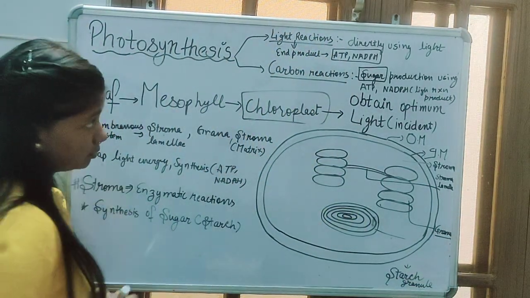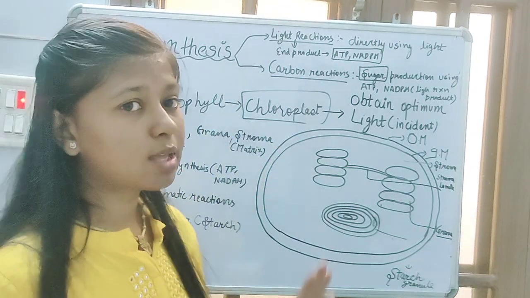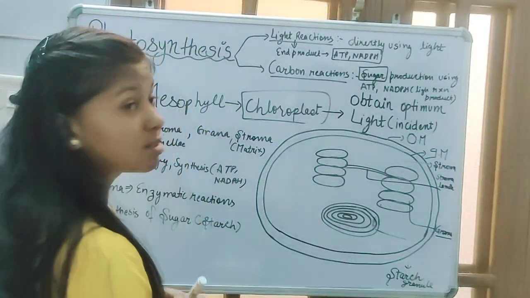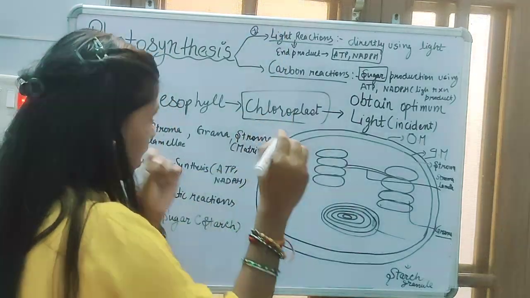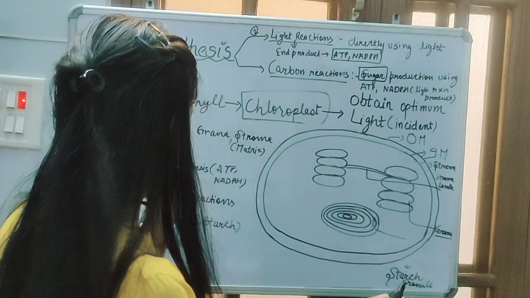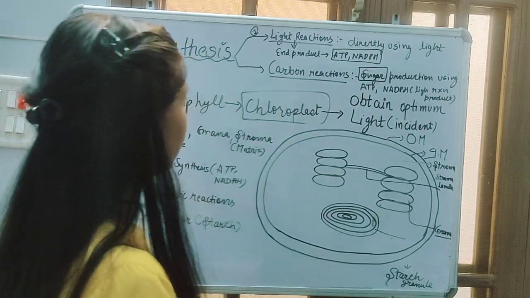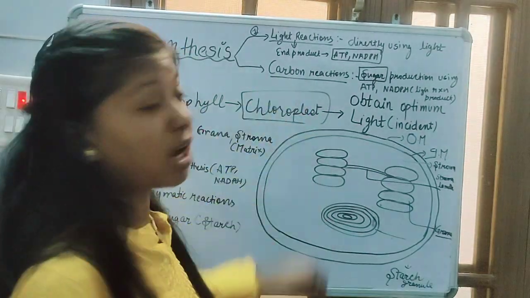In this photosynthesis, there are two types of reactions. First is light reaction. Second is carbon reactions.